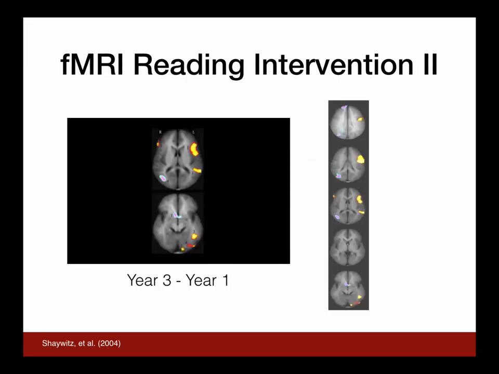Again, Shaywitz and Shaywitz showed that if you just look at year 3 at the end of the intervention minus year 1 at the beginning of the intervention, we see classic areas like inferior frontal gyrus, angular, and visual word form area, which is always encouraging. You become a better reader, you activate the reading circuit more.